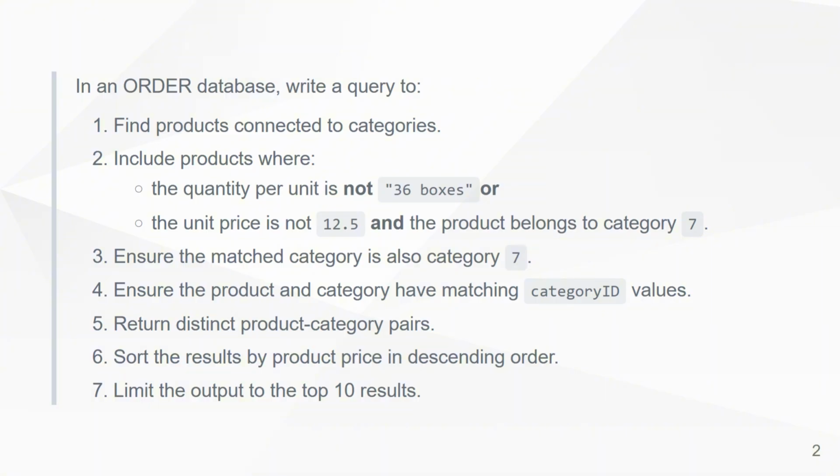Now let's move on to the second query, which in my opinion is a bit more complex, but we'll go through it step by step. We're given an order database; write a query to find products connected to categories and include products where the quantity per unit is not 36 boxes or the unit price is not 12.5 and the product belongs to category 7. Ensure the matched category is also category 7 and ensure the product and category have matching category ID values. Return distinct product category pairs and sort the results by product price in descending order. As well, limit the output to the top 10 results.